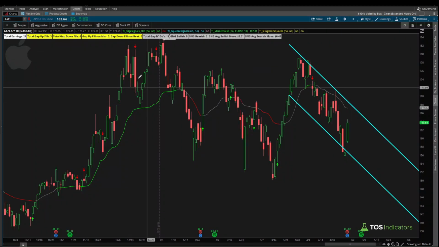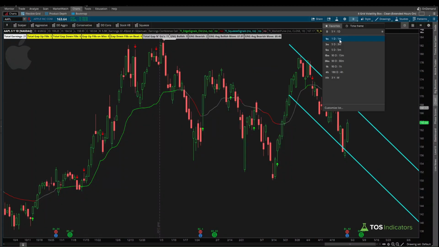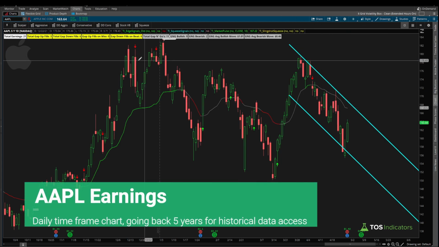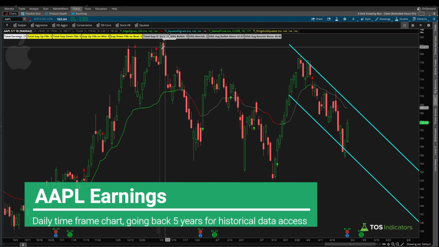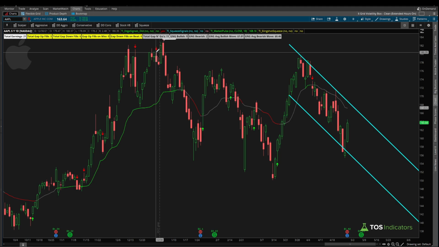Now, if I come in first to Apple here, I have a daily chart loaded going back 5 years. The Smarter Earnings Indicator really has two different buckets in terms of trade opportunities or setups. One is the idea of gaps getting filled, and the other is the idea of gaps running in the direction in which they gap. We call these gaps and goes, and we call these gaps that are filled.